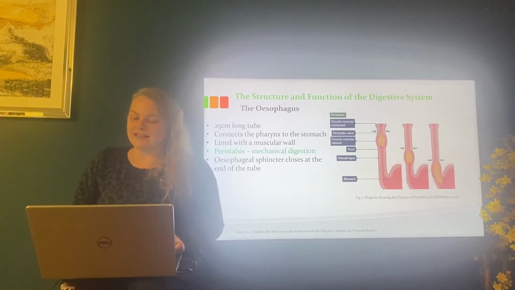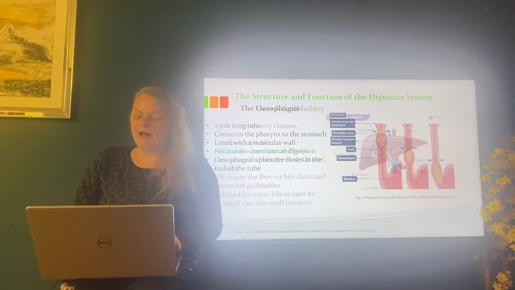The esophagus connects the pharynx to the stomach and is a 25 centimetre long tube lined with muscles which push the bolus down in rhythmical motions of contractions and relaxation. This is a mechanical process of digestion known as peristalsis, and it manoeuvres the food downwards into the stomach. The image on the right of the slide shows this process. Once the bolus has passed through the esophagus and into the stomach, the esophageal sphincter shuts. This prevents the food from being able to go back up.